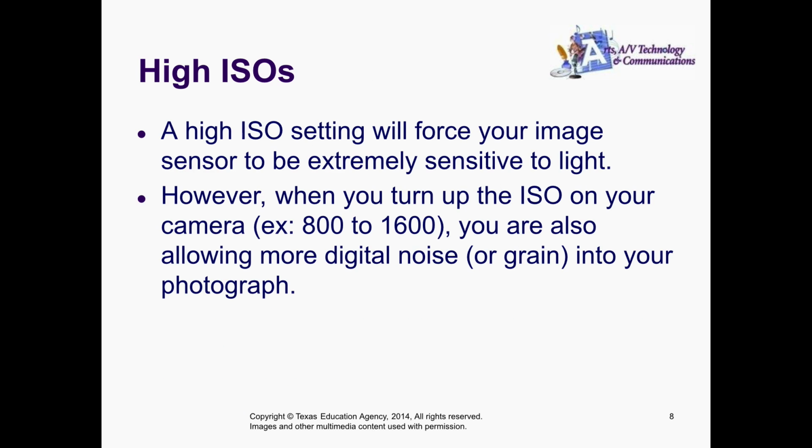A high ISO setting will force your image sensor to be really sensitive to light. And so when you turn it up, usually over 800, 800 is still okay. But if you get over 1600, you're also allowing more digital noise into your photograph. And here's what it looks like.